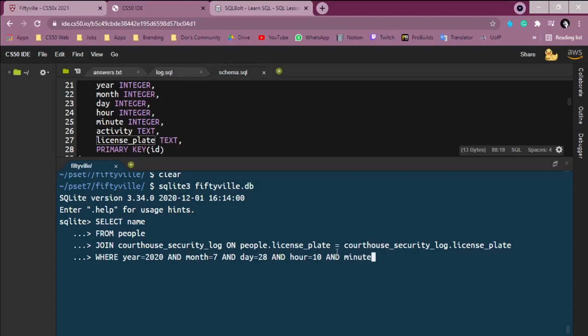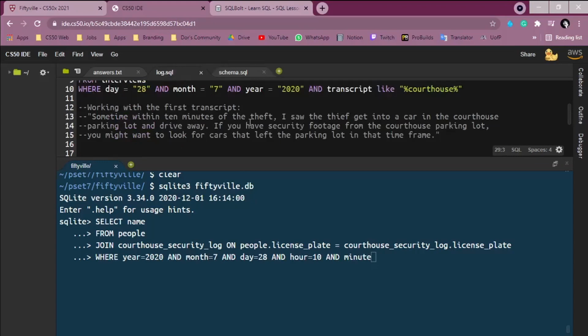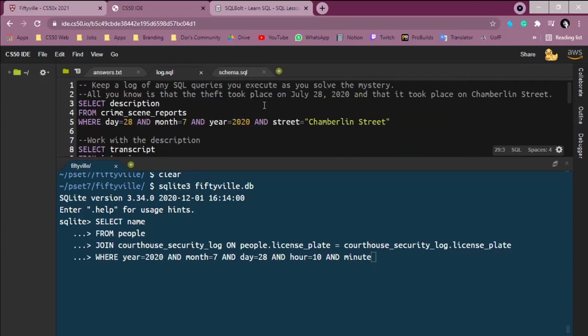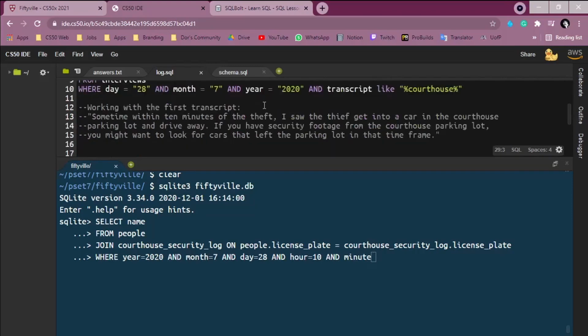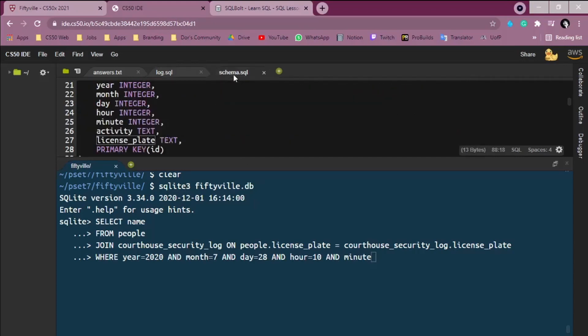So minute, we're going to grab from which information? So we know from the description that it happened at 10:15 a.m., okay, but in here it says that sometime within 10 minutes of this, so we know that it's in the range of 10 minutes, so the minute will be between 15 and 25, okay, so we're going to set minute greater or equal to 15 and minute less or equal to 25, and activity we're going to set equals to exit, okay, because the person was getting out of the parking lot.